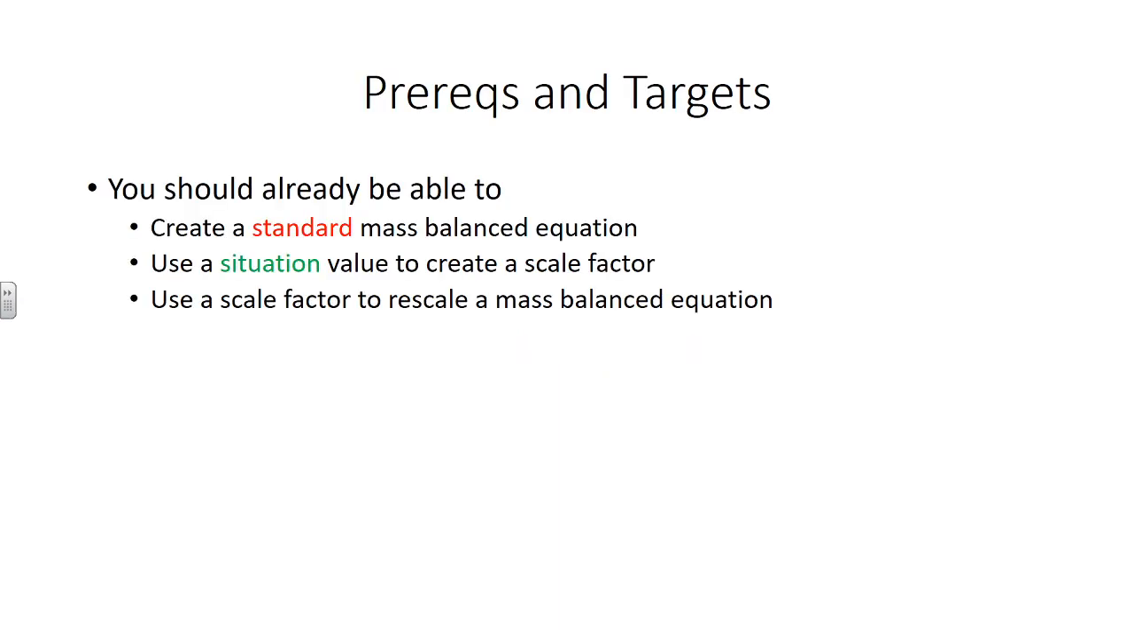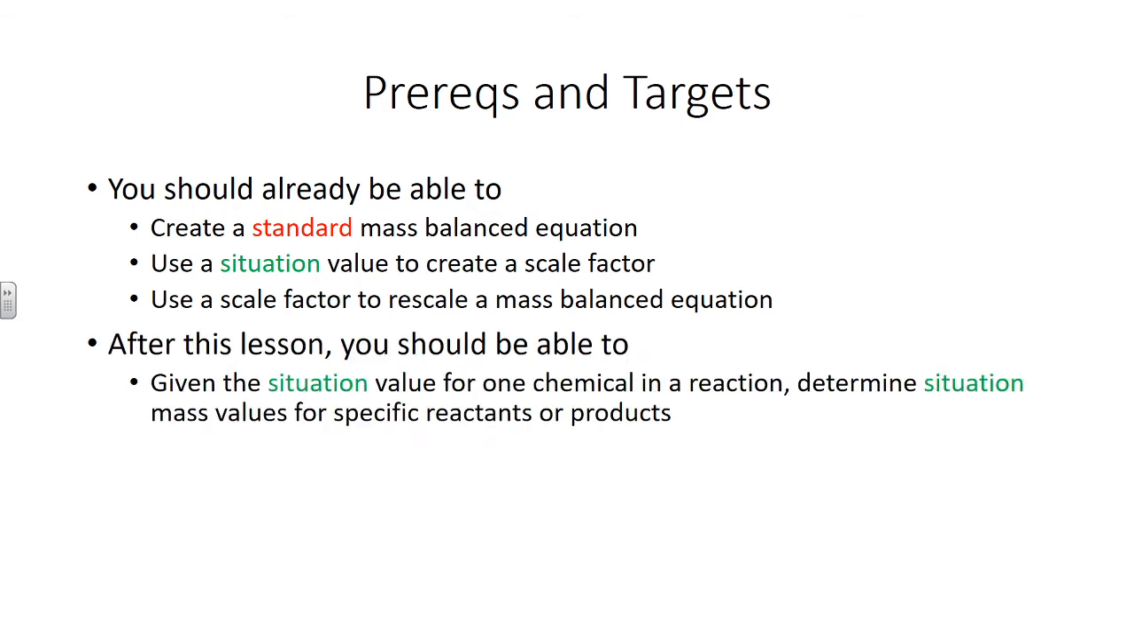In order to be successful, you need to know how to create a standard mass balanced equation, and you should know how to use a situation value to create a scale factor, and then use the scale factor to rescale a mass balanced equation. These have been covered in the previous 4 videos. So if you're unfamiliar with how to do these things or what these things mean, please go watch the previous videos. But if you are ready to dive on in, then in this video, you will learn how to take a situation value for one chemical in a reaction and then use that to determine situation mass values for specific reactants or products. Back to our cookies.